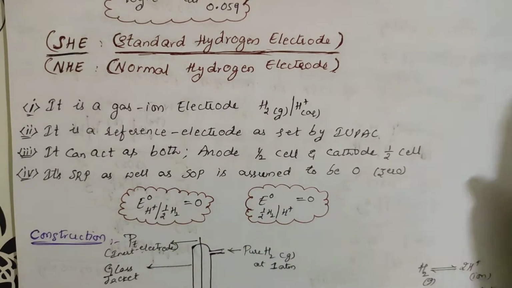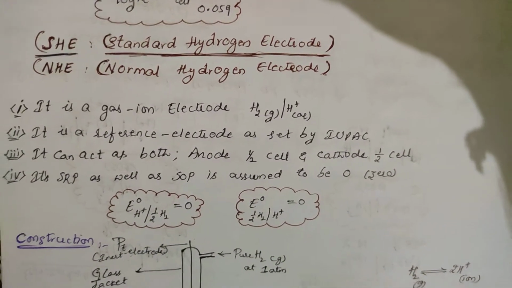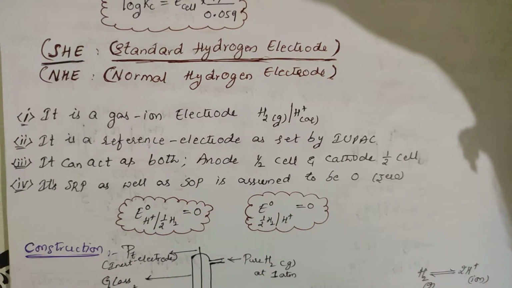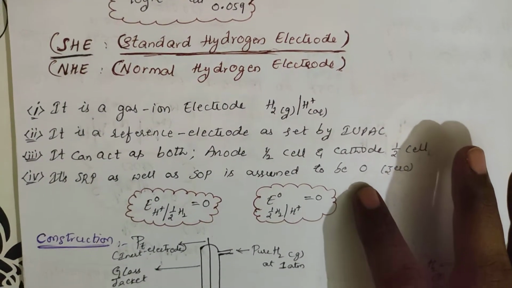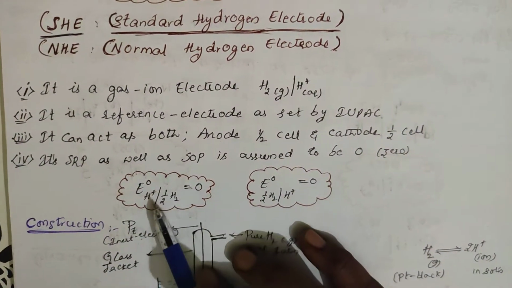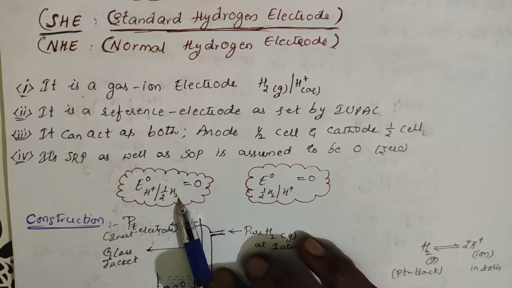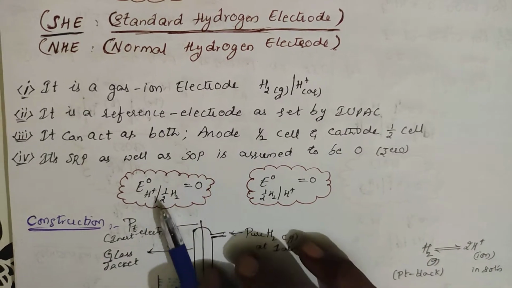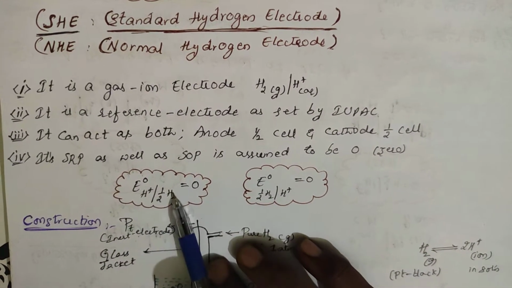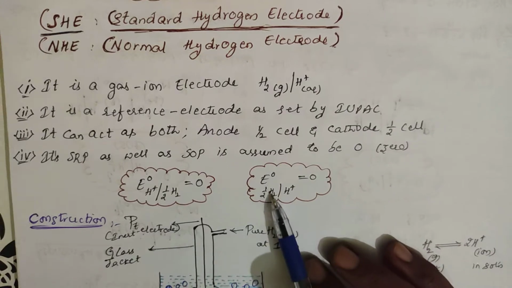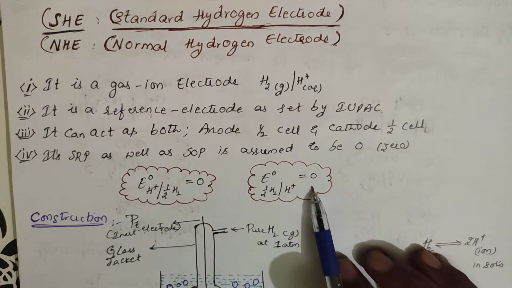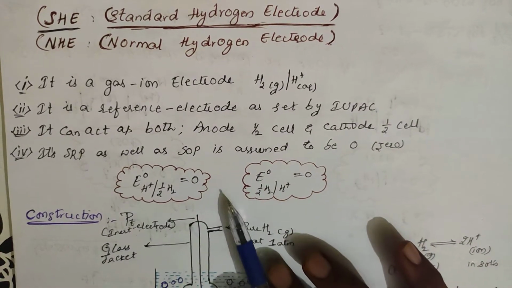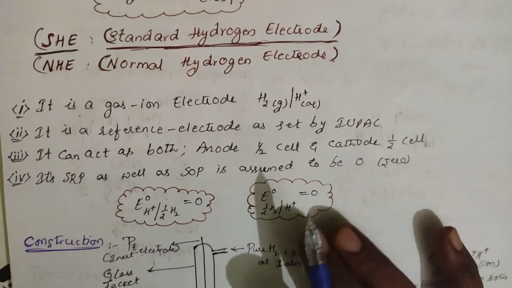And SRP, standard reduction potential, as well as standard oxidation potential of this reference electrode is assumed to be 0. It is taken as 0. So E naught of H plus to half H2, or 2H plus we can write. If H plus to H2, it is reduction, right? It is 0. Or H2 to H plus, it is oxidation, it is also taken as 0. This is a standard condition. So the standard EMF or electrode potential of hydrogen is taken as 0.